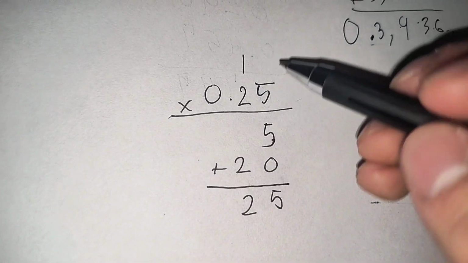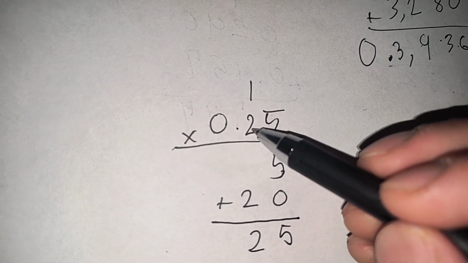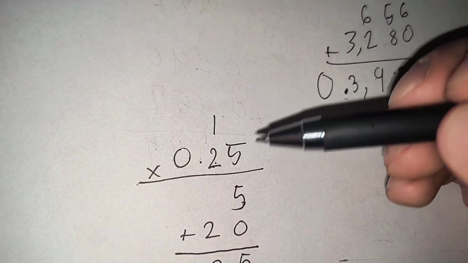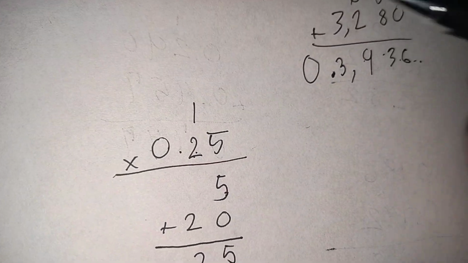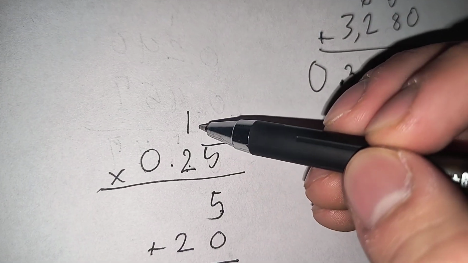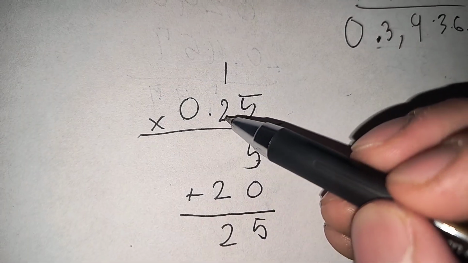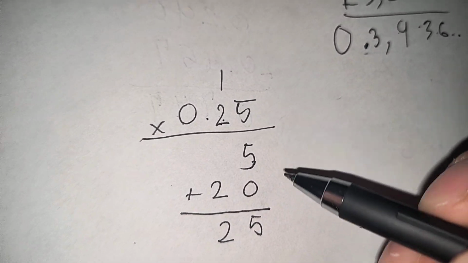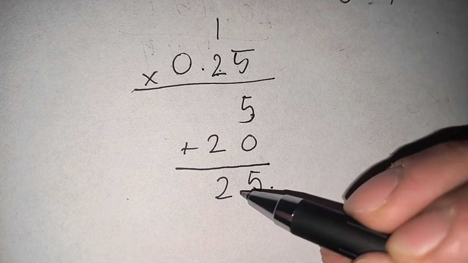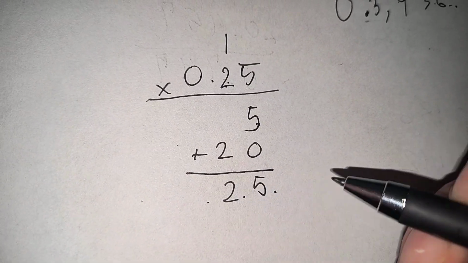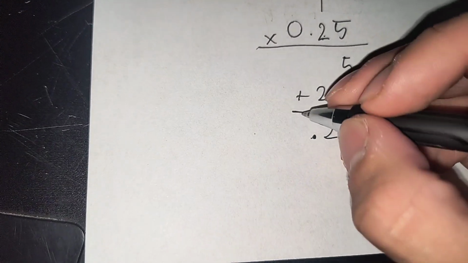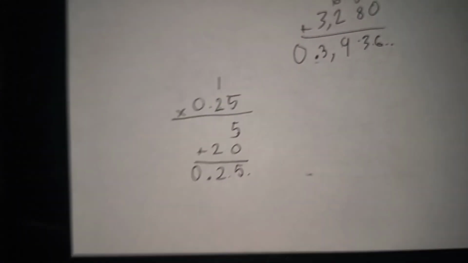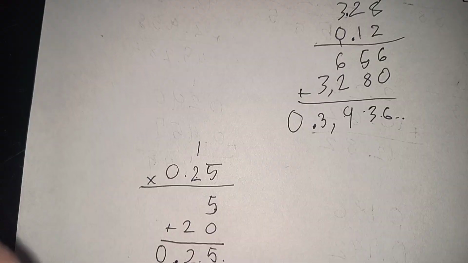Now, where do we put the decimal? Well, we would count. How many decimal place values are there? Well, 1 just has 1, there's no decimal place values behind it. But in 0.25, there are 2 decimal place values, 1, 2. So we start at the right and we count 1, 2. And then we put the decimal point right there. And that would be the number. And that's how you do decimal multiplication.